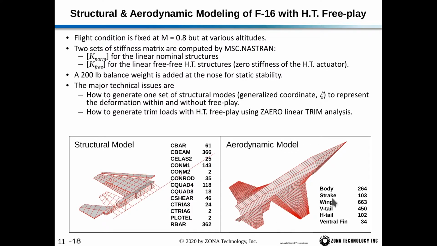The body is made up of 264 panels. The strake has 103 panels. The wing is 663 panels. The vertical tail is 450 panels. The horizontal tail is 102 panels. And the ventral fin is 34 panels.